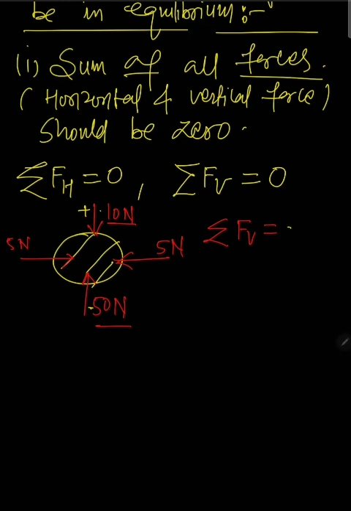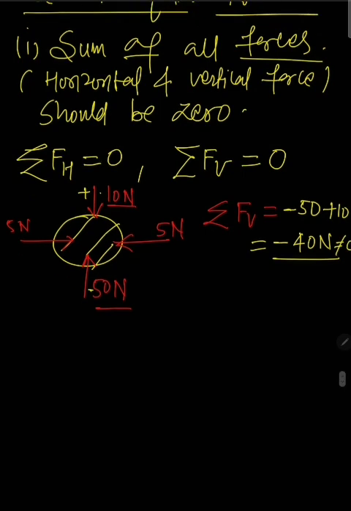Okay, so let's take this one as positive: minus 50 Newton I have taken negative, and plus 10 Newton I have taken positive. So it will come as minus 40 Newton. So now you are seeing that the sum of vertical forces is not going to 0. It is not equal to 0. So vertically it is not in equilibrium.